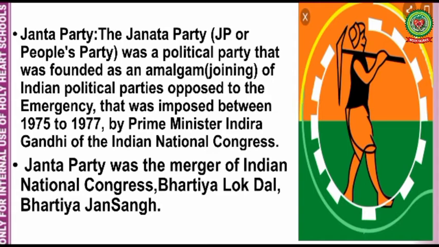The Janata Party, JP or People's Party, was a political party that was founded as an amalgam or joining of Indian political parties opposed to the emergency that was imposed between 1975 to 1977 by Prime Minister Indira Gandhi of Indian National Congress. Janata Party was the merger of Indian National Congress, Bharatiya Lok Dal, Bharatiya Jansangh. Janata Party was formed in 1977 in India. It formed due to declaration of emergency and wrong policies of Mrs. Indira Gandhi's government. It was an amalgamation or joining of different political parties which included Bharatiya Lok Dal and Bharatiya Jansangh.